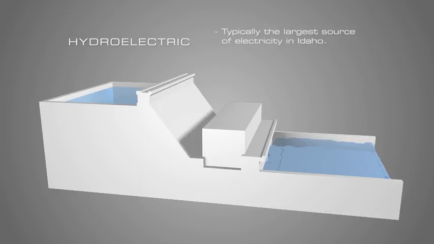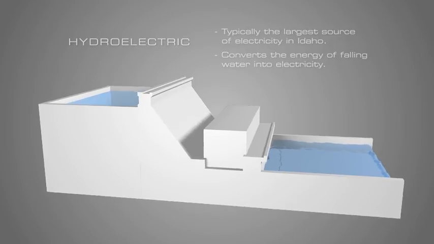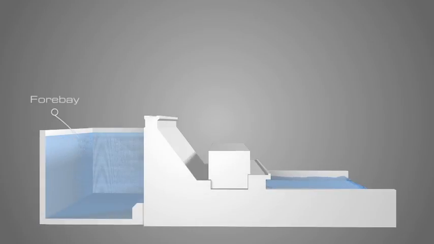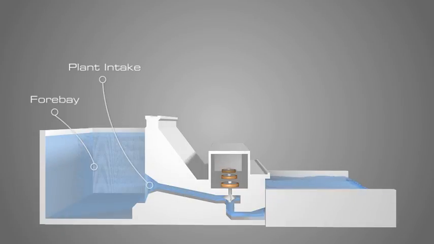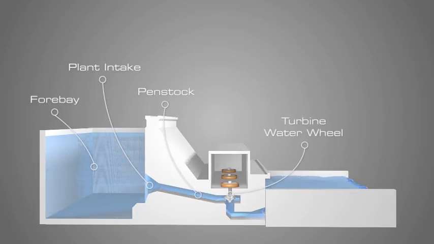Harnessing the power of water is what hydroelectric power plants are designed to do. In essence, the dam is a factory that converts the energy of falling water into the flow of electrons, or electricity. Water at the higher level is collected into the forebay. It flows through the plant intake into a pipe called a penstock, which carries it down to a turbine water wheel at the lower water level.